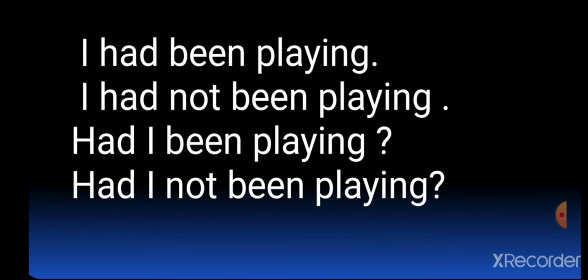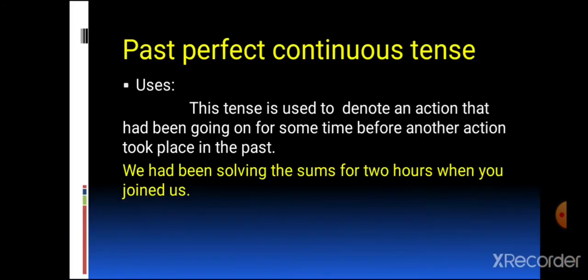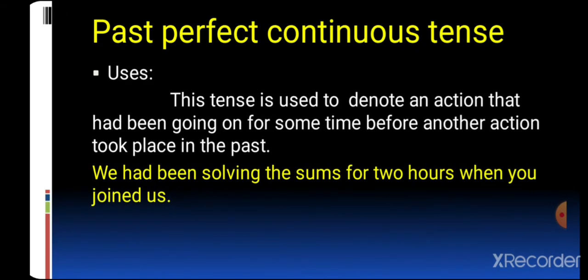Now students, let's see these examples. I had been playing. I had not been playing. Had I been playing? Had I not been playing? Now students, let's see the uses of past perfect continuous tense.